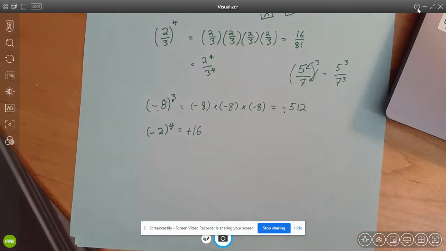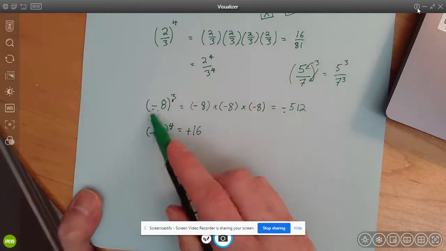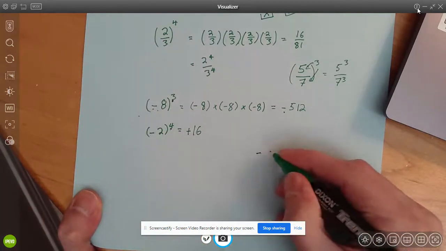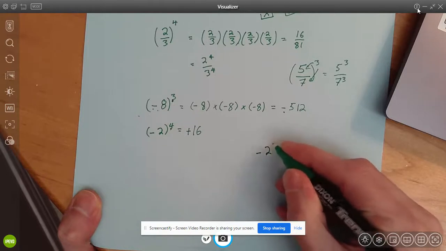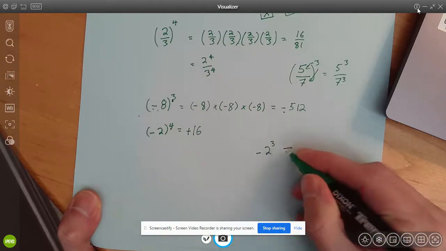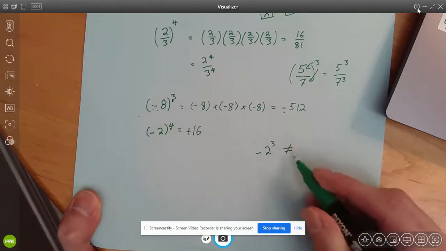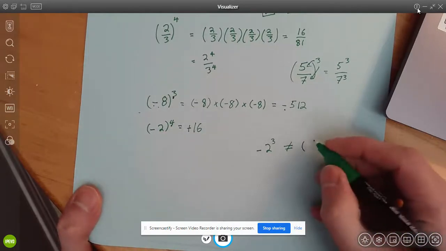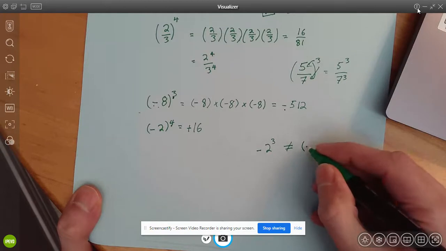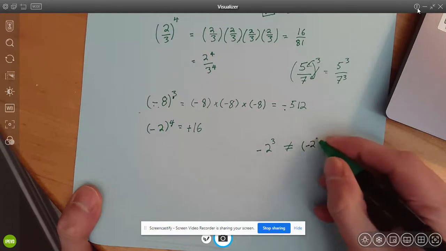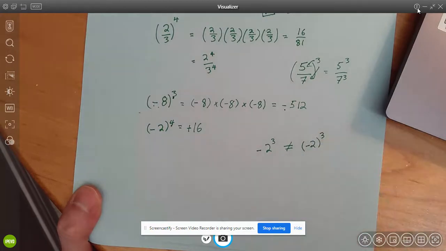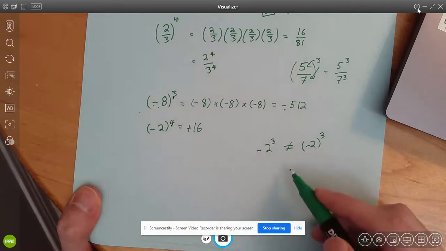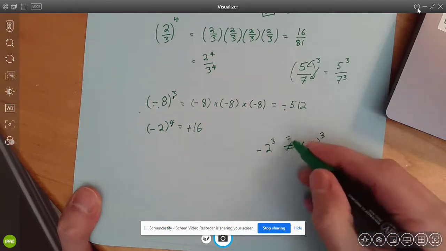One thing to be careful about is that it really matters whether this negative sign is inside or in front of the bracket. So -2 cubed is not the same. I use this equal sign with a slash through it to say not equals. So these are going to look a little bit different. In this case, the answer actually is going to be the same, so maybe we can say it is equal.